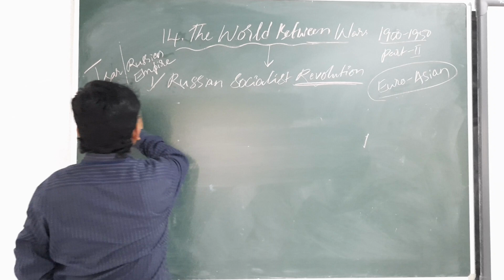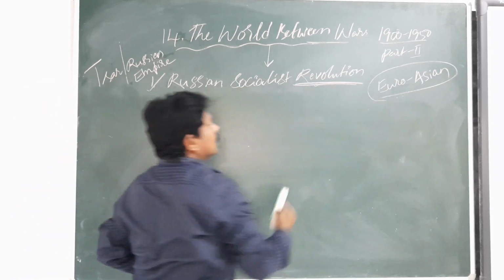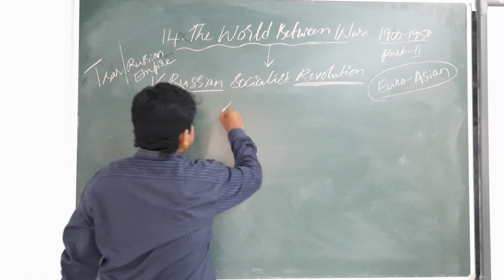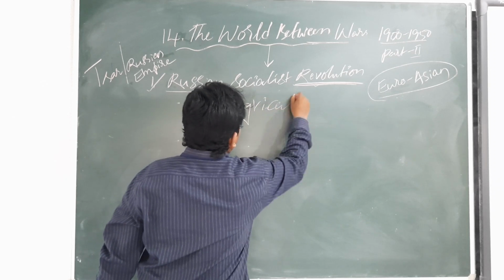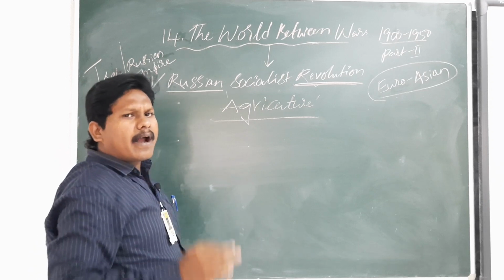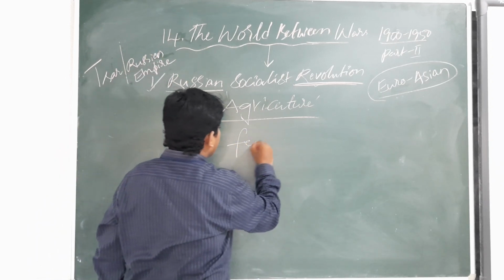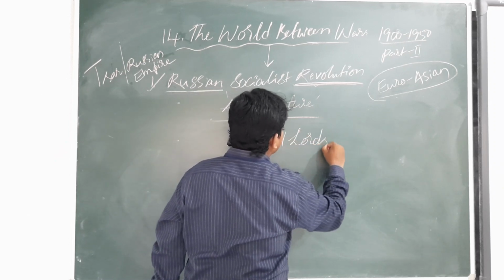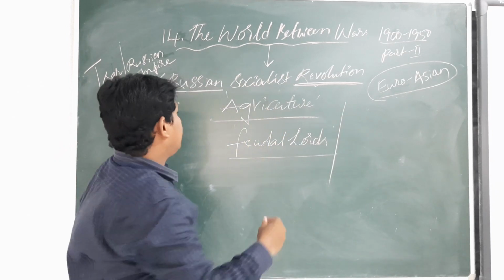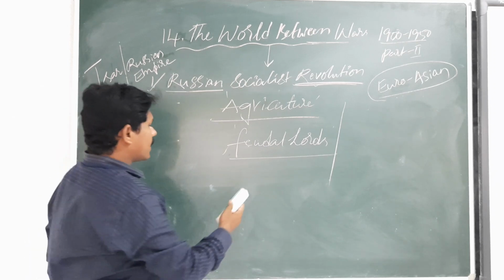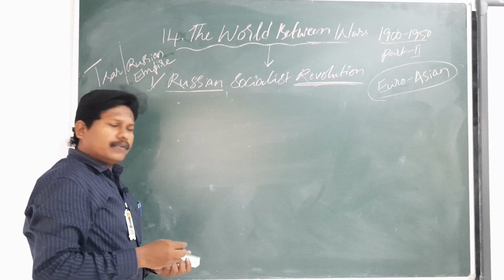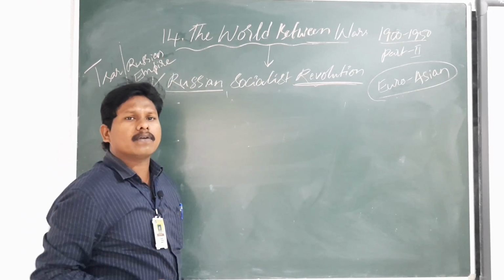Most of the Russian people's livelihood was derived from agriculture. The main occupation of Russians was agriculture. But most of the land was controlled by feudal lords. This led to different struggles between peasants and feudal lords. Most of the land was owned by feudal lords, and most of the peasants paid rent for what they tilled.